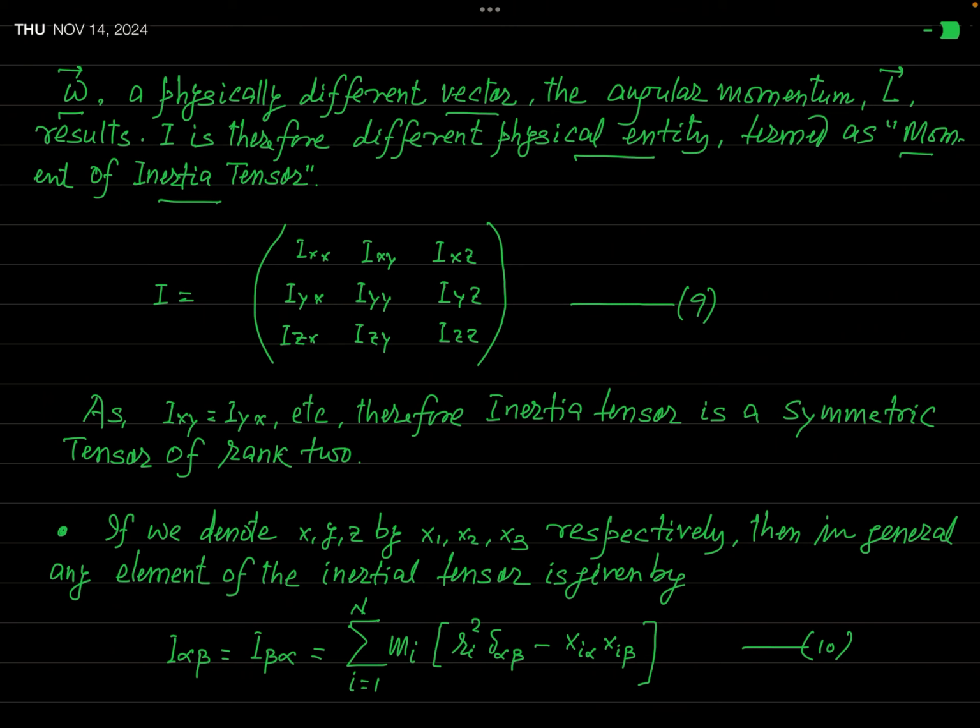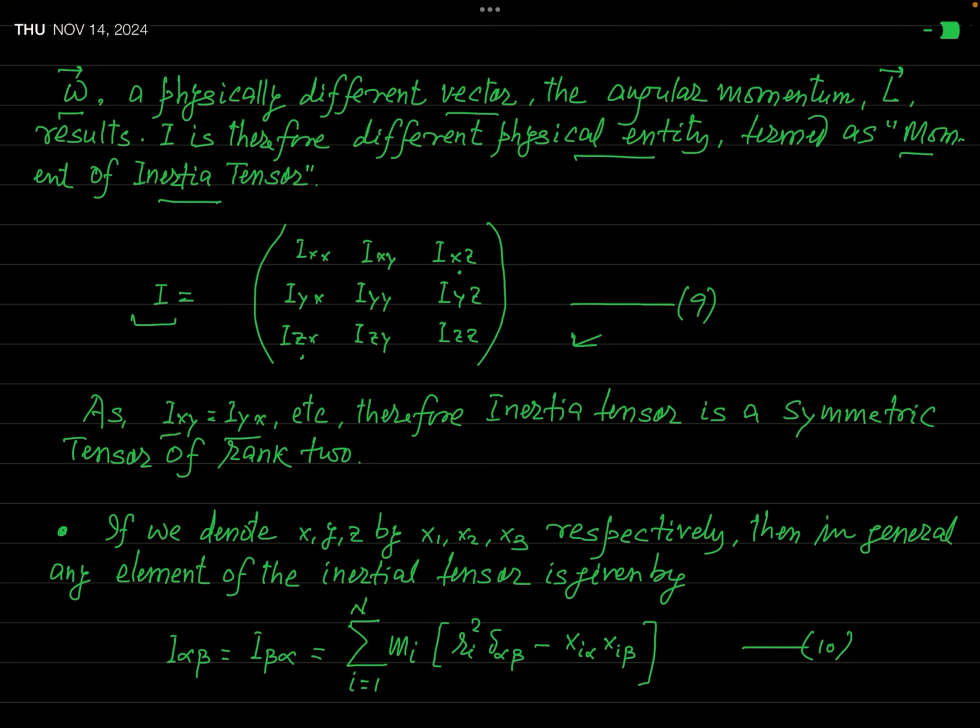Actually, in matrix form, you can write this inertia tensor I in this way. These are the 9 components of this inertia tensor in 3D Euclidean space, and those 9 components have been written as a 3 by 3 matrix array here. Now, as you have seen earlier, Ixy is equal to Iyx. Similarly, Ixz is equal to Izx.